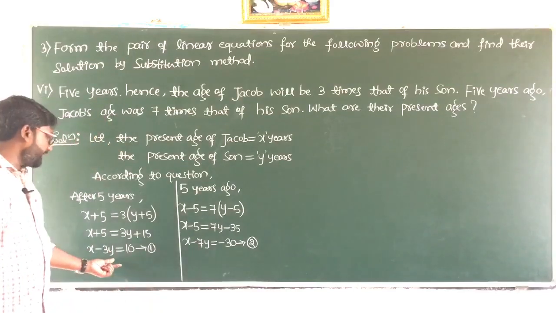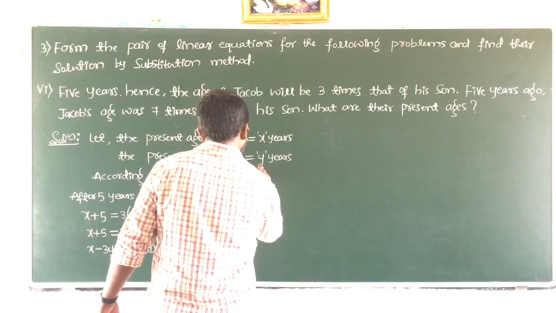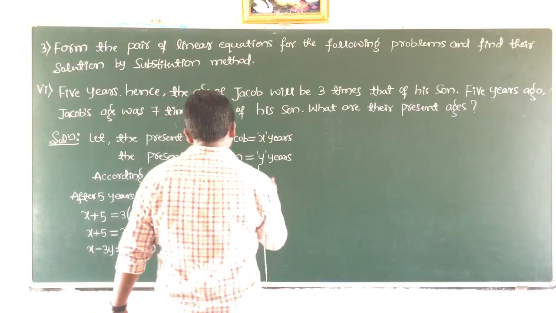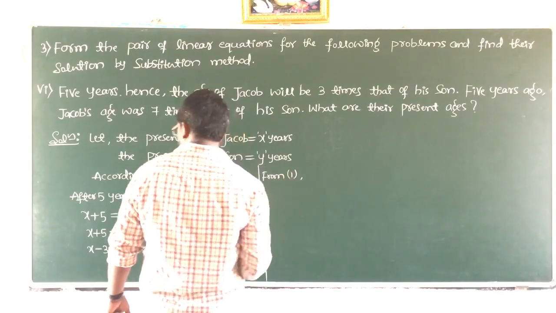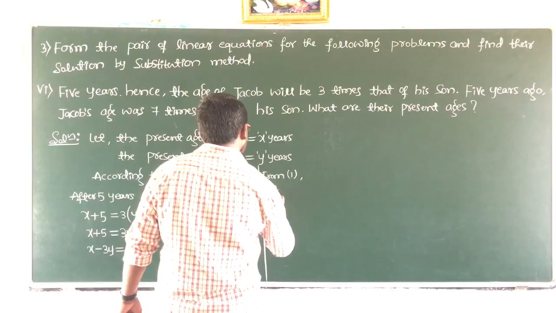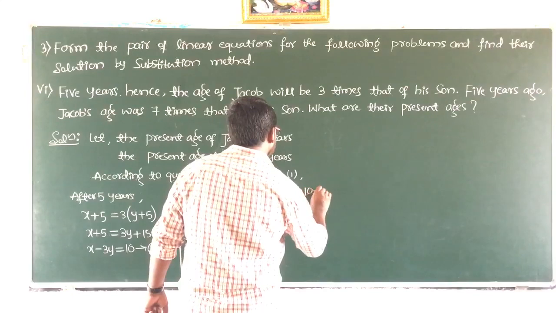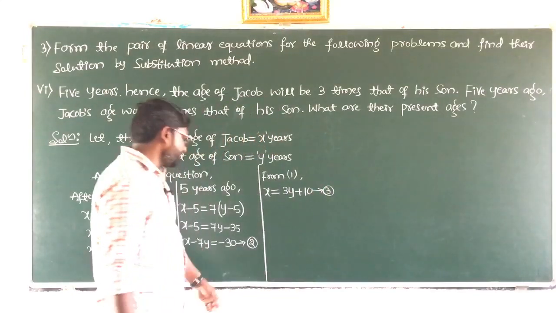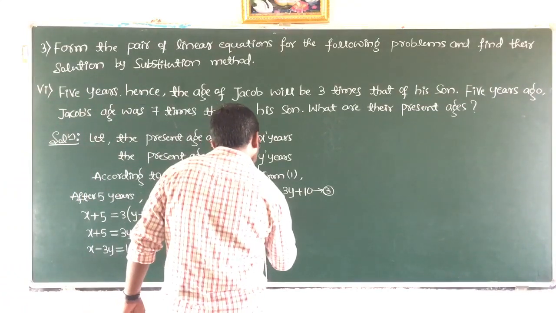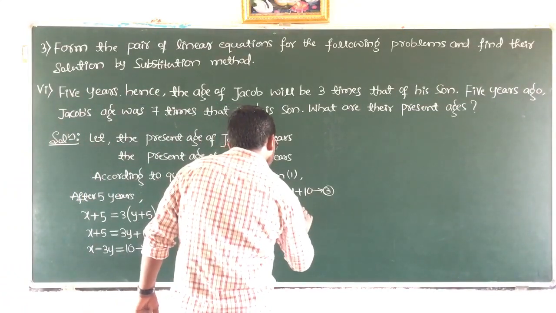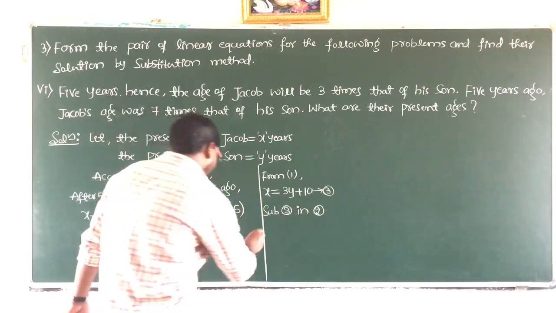So now from equation 1, let us separate x. So here from equation 1, x which is equals to 3y plus 10. Call this as equation number 3. Substitute 3 in equation 2. So substitute 3 in 2. So in place of x, I write 3y plus 10.